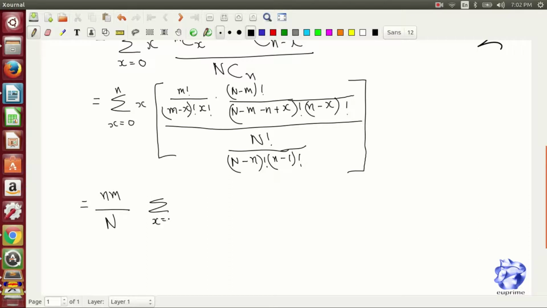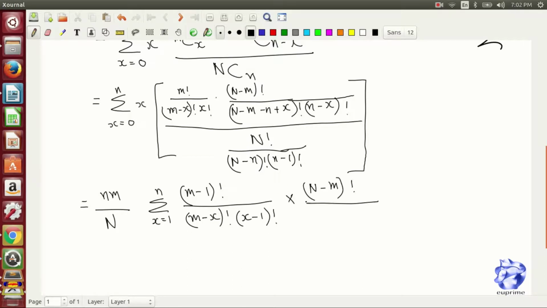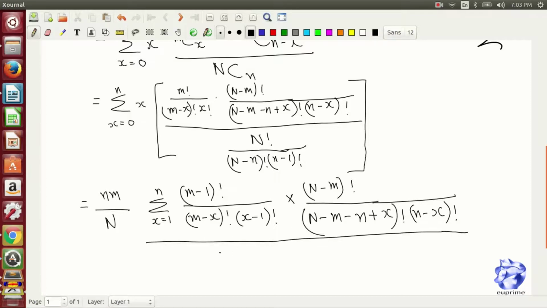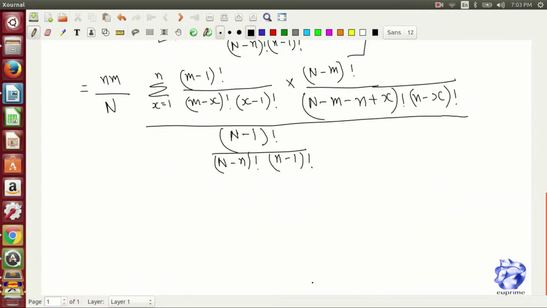Now, after cancelling the factorials, we'll get mn by capital N into summation of (m minus 1) factorial by (m minus x) factorial into (x minus 1) factorial, multiplied by (N minus m) factorial by (N minus m minus n plus x) factorial into (n minus x) factorial, the whole divided by (N minus 1) factorial by (N minus n) factorial into (n minus 1) factorial. This whole thing is obviously summed from x equals 1 to n.